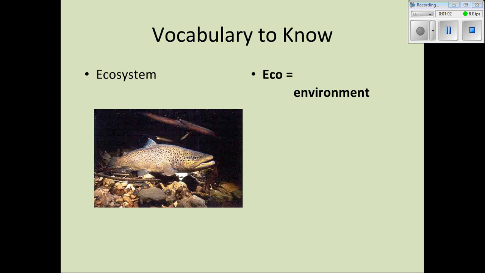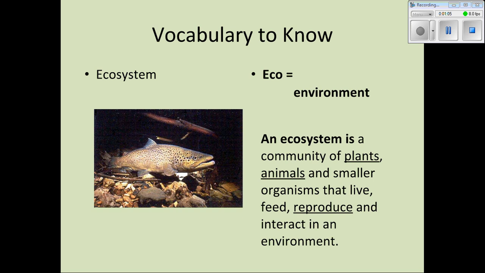Eco means environment. An ecosystem is a community of the plants, animals, and smaller organisms that live, feed, reproduce, and interact in an environment. An ecosystem can be as large as the Sahara Desert or as small as a puddle in your driveway. If ecosystems don't remain in balance, they will fail. No community can carry more organisms than its food and water and shelter can accommodate. Food and territory are often balanced by natural things such as fire, disease, and predators.